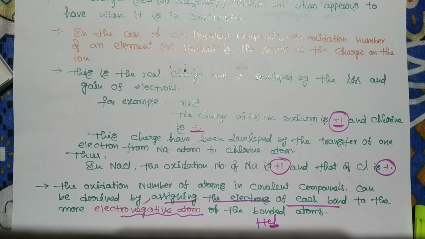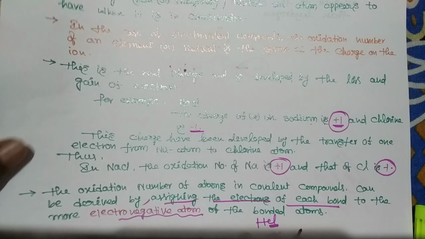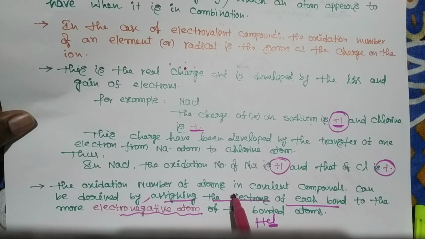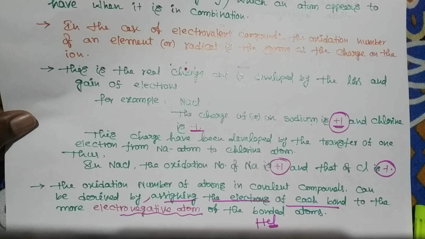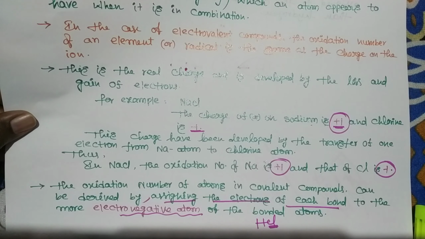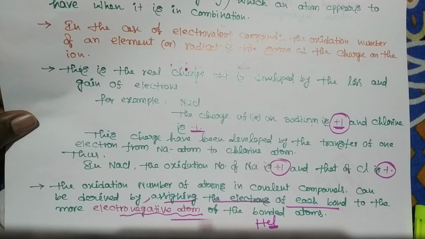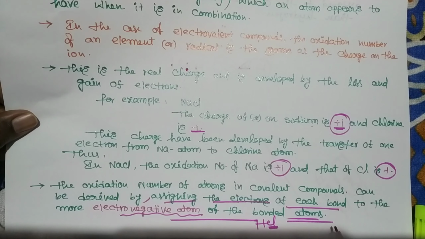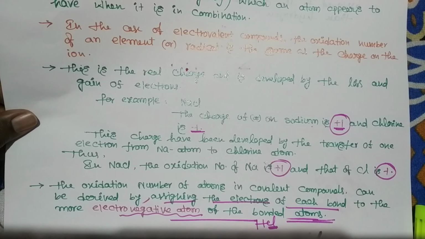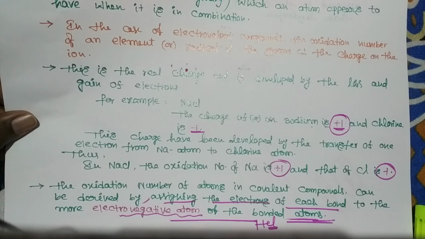Now we can discuss covalent compounds. How can we determine the oxidation number or oxidation state for covalent compounds? The oxidation number of atoms in covalent compounds can be derived by assigning the electrons of each bond to the more electronegative atom of the bonded atoms. The electrons assigned to the more electronegative atom give the oxidation state. You can understand this better with one example.